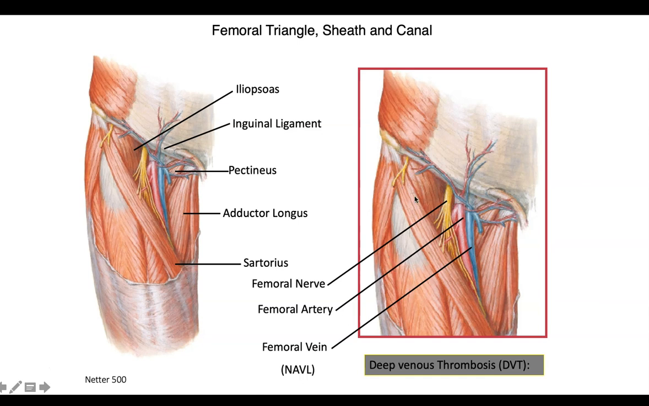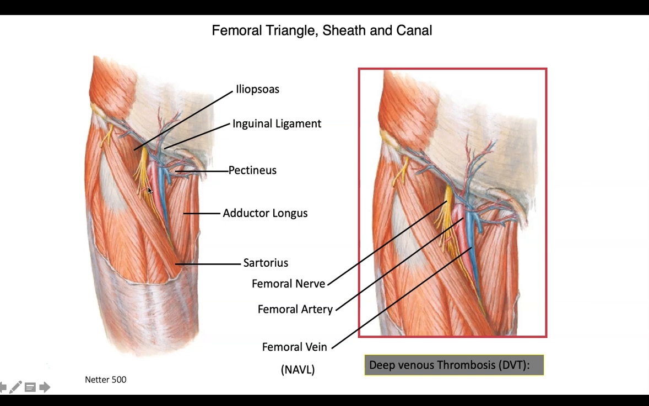And the floor of the femoral triangle: the lateral part of the floor is formed by the iliopsoas muscle. It is a joint muscle formed by the iliacus and psoas major muscles. And the medial part of the floor of the femoral triangle is formed by the pectineus muscle, which is another muscle at the junction of the anterior and medial thigh.